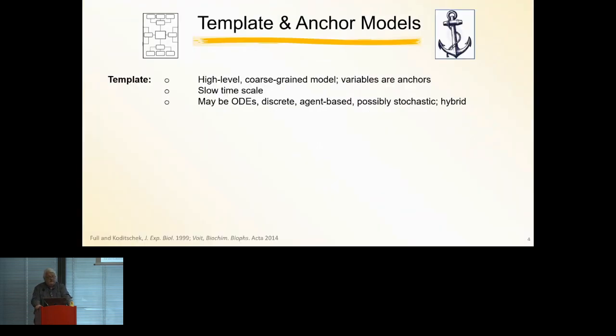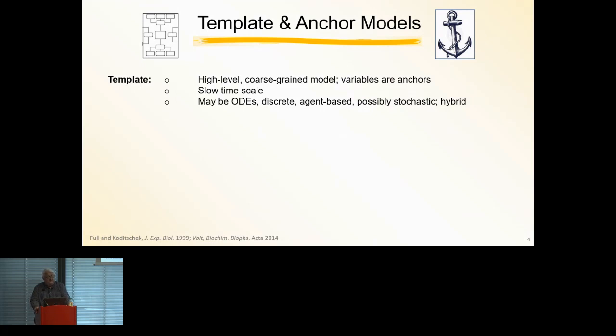So what we are proposing is to use the template and anchor model approach. The template models are high-level. It's a high-level, coarse-grained model that contains just the coarse picture of what's happening in that system. The variables in there are actually anchor models. I'll talk about those in a second. They deal with the details. So we have the big model, and then we have small models underlying.